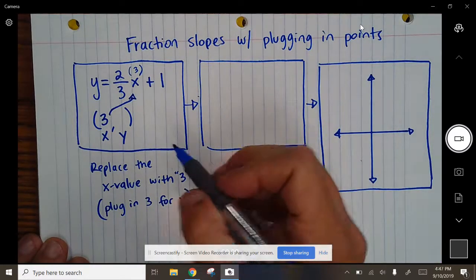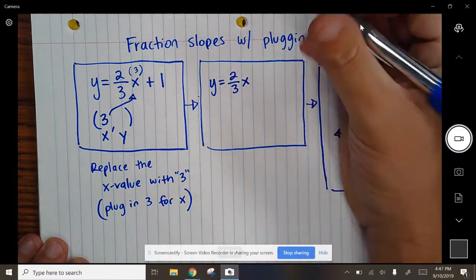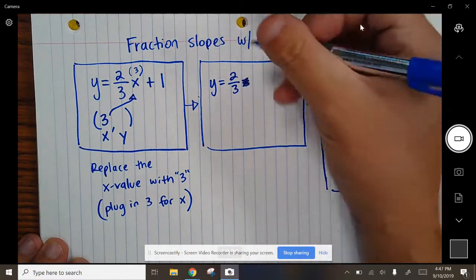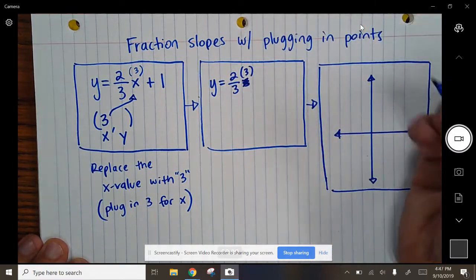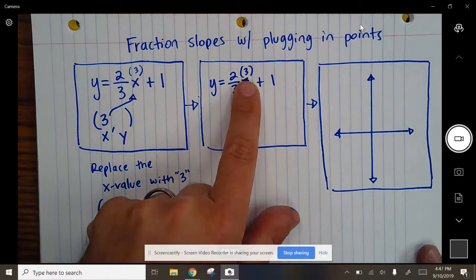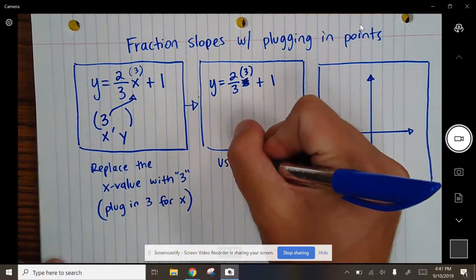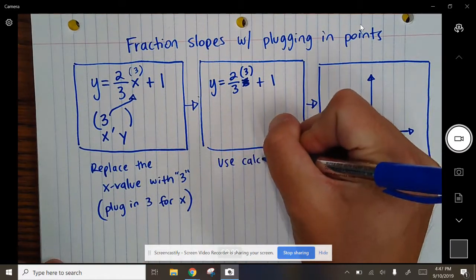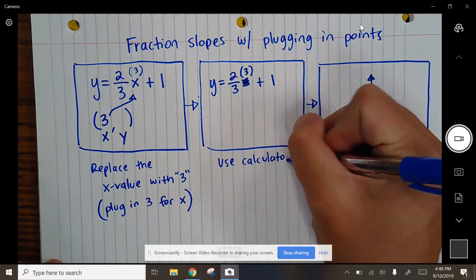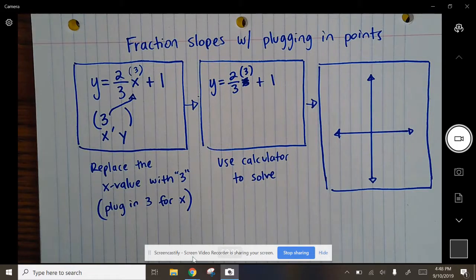So now that you have that, let's go to the next level. y equals 2 over 3x, but hold up. x got replaced with 3, plus 1. Does that make sense? The x is gone. Now we're going to put the number 3. And now look at what my note's going to say: use calculator to solve. And now we're going to bring in the calculator.